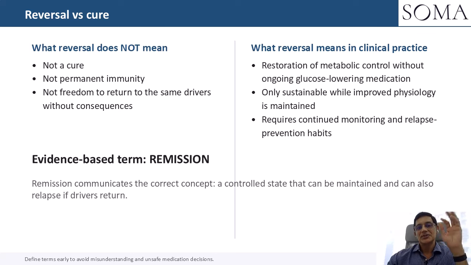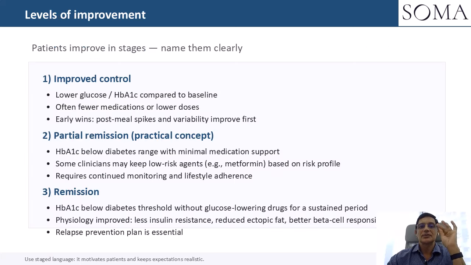Now, clinically, patients move through levels of improvement, and it helps to name them clearly. First level, improved control. Glucose improves, HbA1c comes down. Often this happens with lifestyle change plus medications, or with fewer medications than before. Second level, partial remission. HbA1c falls below the diabetic range, but the patient may still require minimal support. Sometimes metformin or another low risk medication, depending upon your clinical approach.